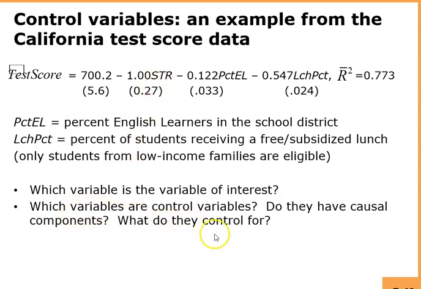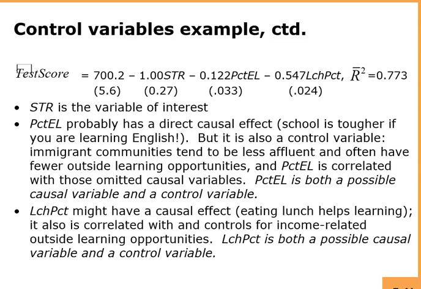Which variables are control variables? Do they have causal components? What do they control for? These are the questions that we will try to answer in the next slide. So the student-teacher ratio is the variable of interest, while the percentage of English learners probably has a direct causal effect, because if the student is enrolled in an English learning program or English learning course, it probably means that his test scores might be lower, because if you don't have a full grasp of the language in which the test is being conducted, you will probably have a lesser chance to ace that test.